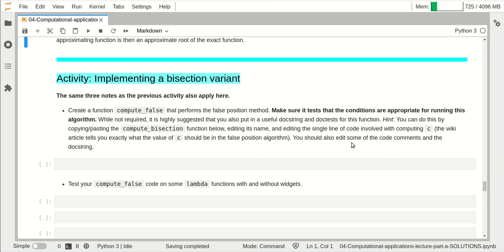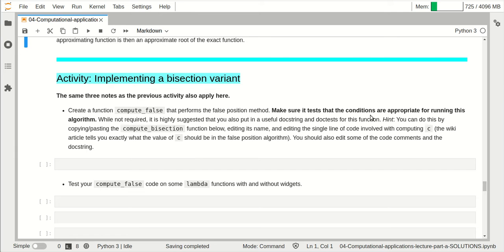You should definitely edit, though, some of the code comments in the docstring that are in there, because otherwise they're not relevant, and that part of the code is then wrong. Comments and docstrings are part of the code, so if you copy and paste a piece of code and edit it, and you don't change corresponding code comments or docstrings, you've done something incorrect. So we'll go ahead and do that.